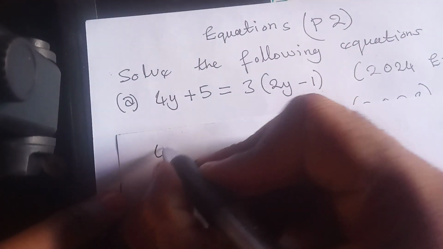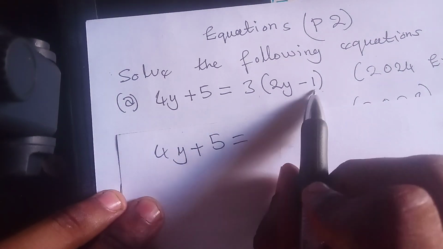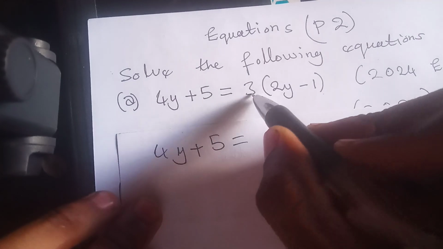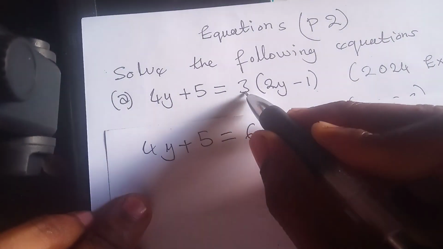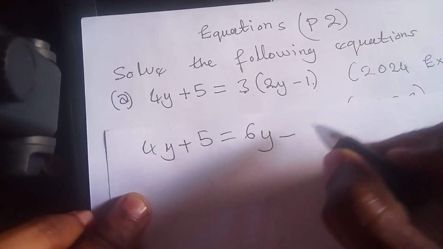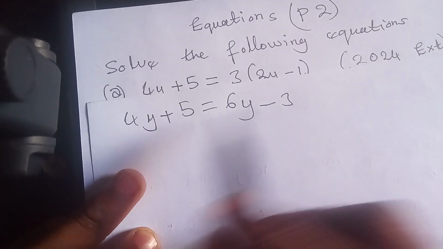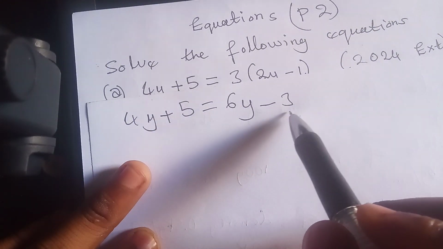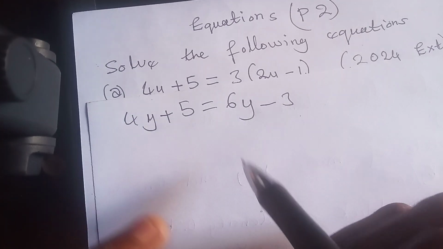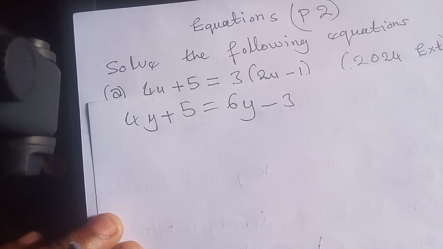Remember, the procedure when you have brackets is to get rid of the brackets first. So I'll multiply this by this to get this. Then 3 times 1, this will be -3. Then I can collect the like terms. So I can either take the 5 this side and the 6 this side, or take the y terms this side and the constant terms this side.